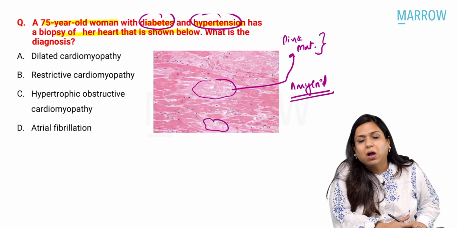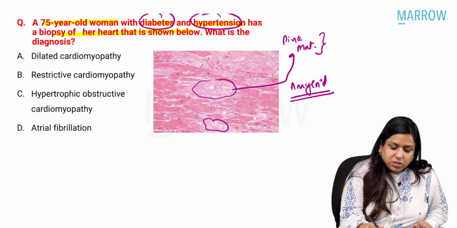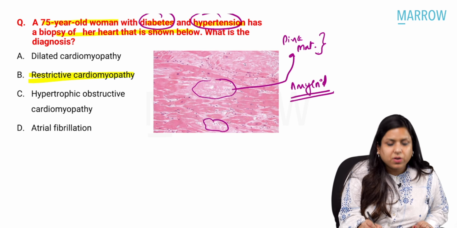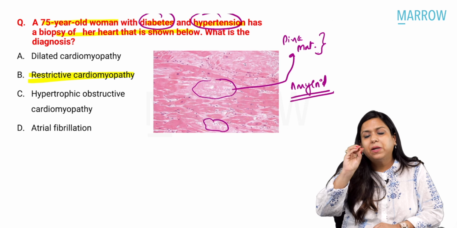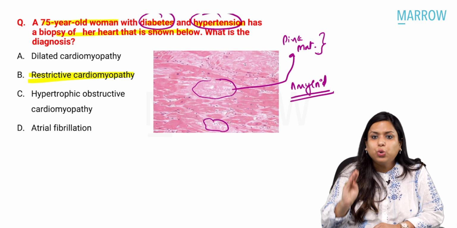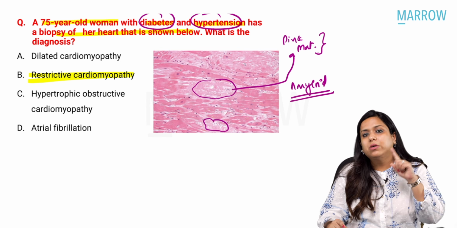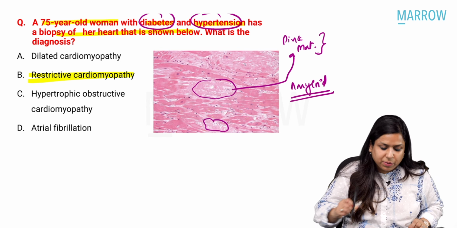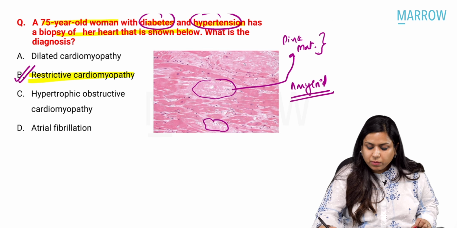Amyloidosis in heart is associated with which type of cardiomyopathy? The answer is going to be restrictive cardiomyopathy. So students, if the image was showing a pink colored material, you have to think that this pink colored material can be amyloid, and amyloid is associated with restrictive cardiomyopathy. That is why this is going to be the answer.